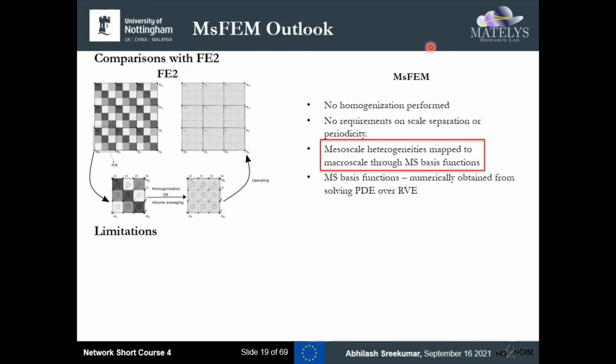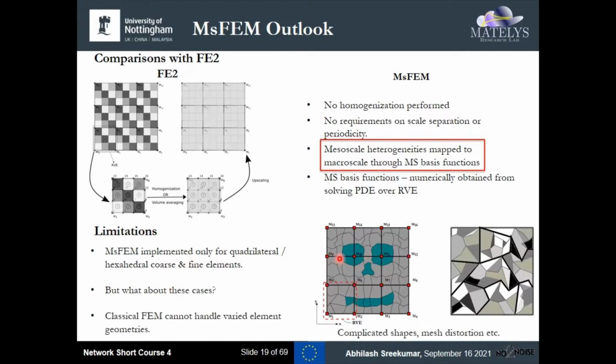What are the limitations of the multiscale finite element method? It has so far been implemented only for quadrilateral or hexahedral coarse and fine elements. But what about these cases? In the first picture here, you can see that the fine scale has a complex morphology, and this can be efficiently meshed with polygonal elements, as noticed here. And in the second case, we have a complex geometry which has non-convex RVEs, which are quite complicated. The multiscale finite element method, as it currently stands, cannot handle either of these.